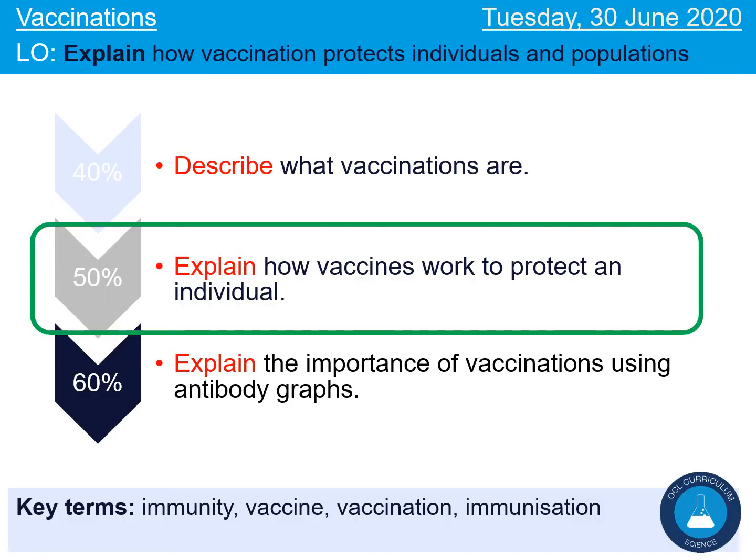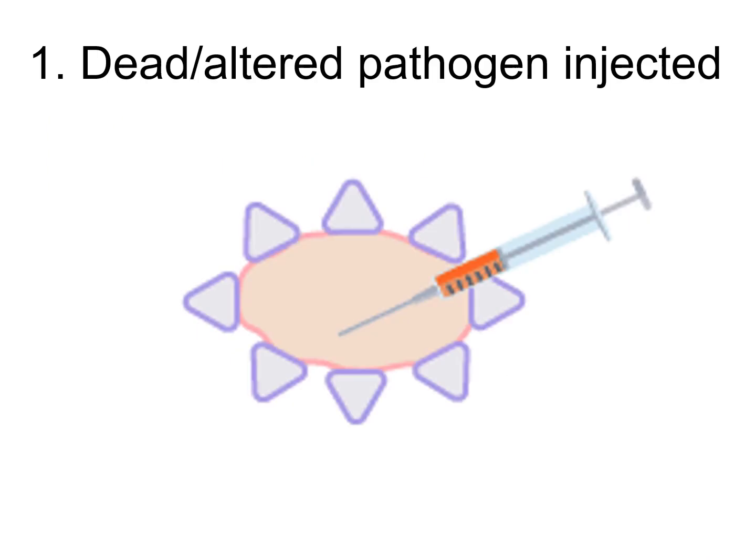We're now going to move on to learning objective 2, which is explaining how vaccines actually work to protect an individual. The first step is that vaccines allow a dead or altered form of the pathogen which causes that specific disease to be introduced into the body. These pathogens contain a specific antigen.